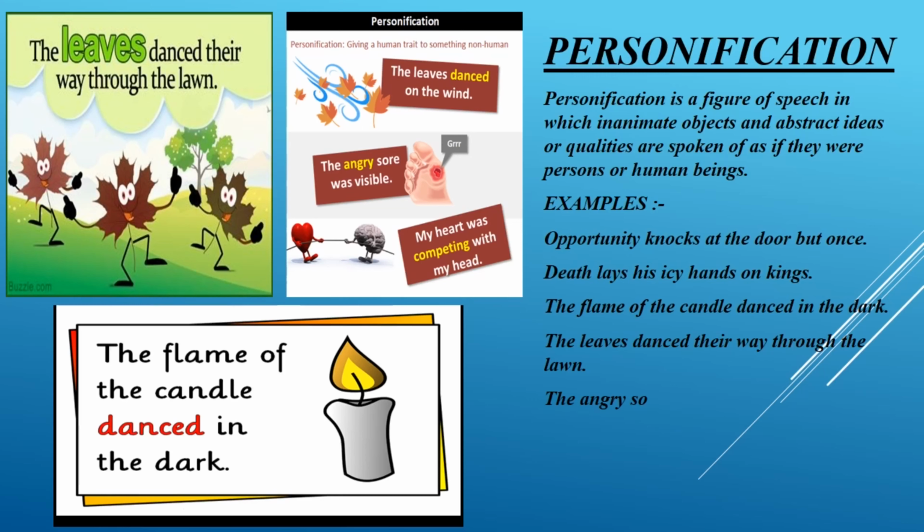The angry sore was visible. Sore means a wound where you have got hurt. Okay, a wound is appearing clearly. Now the wound is personified to be shown as if it is angry. It is getting angry on someone. Getting angry is a human quality given to an abstract idea, that is the sore. Hence, the figure of speech here too is a personification.